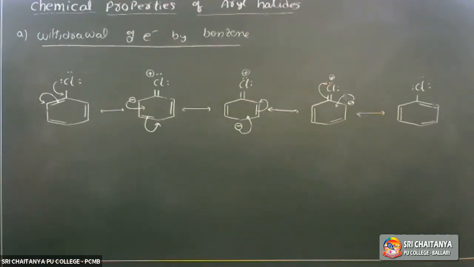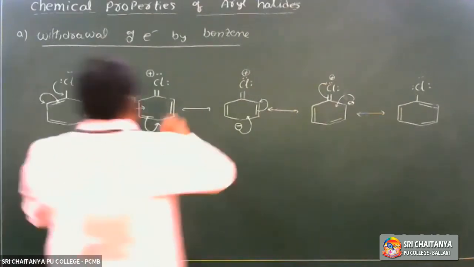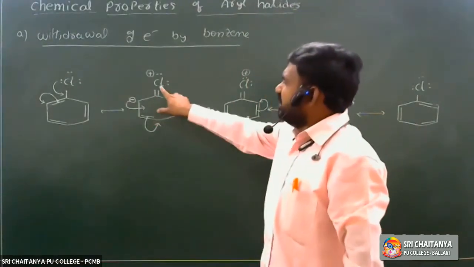Next one. So the resonance hybrid structure indicates that C-Cl has a partial double bond character. Check these resonance structures. It is carbon. It is Cl.